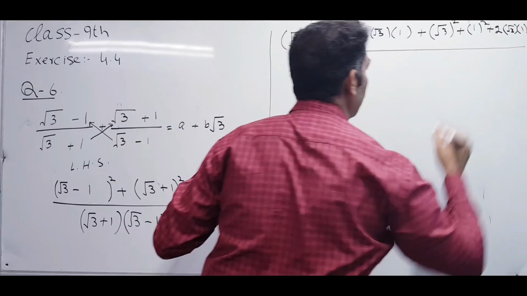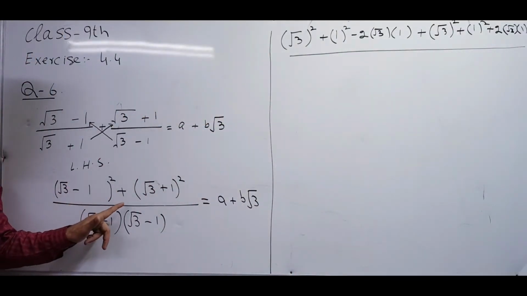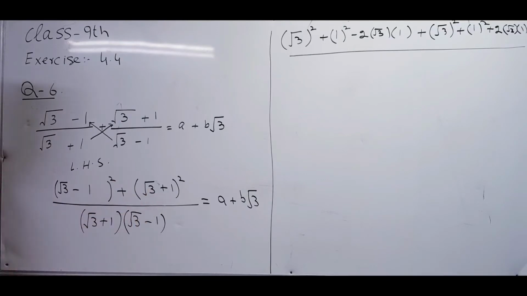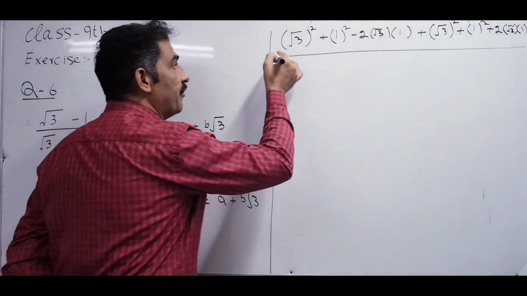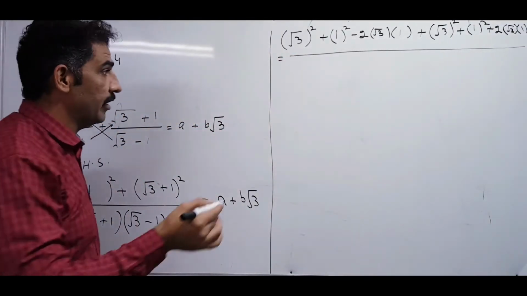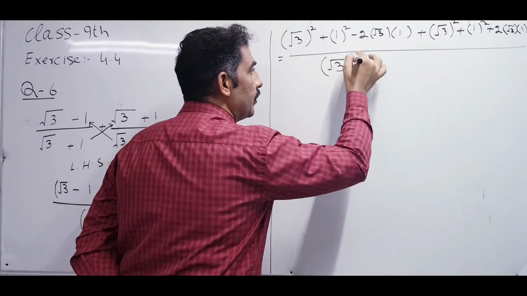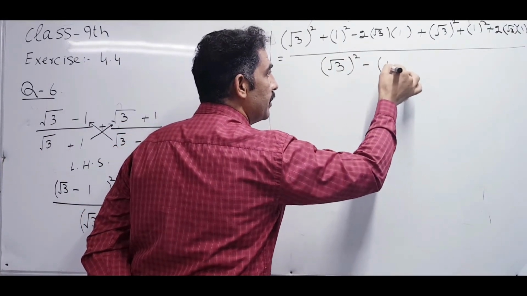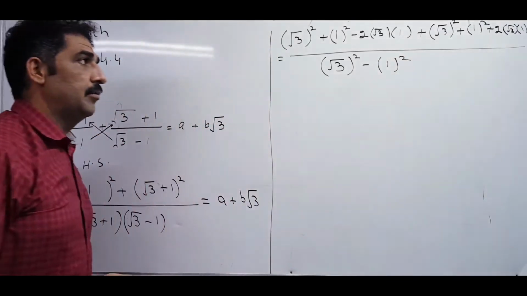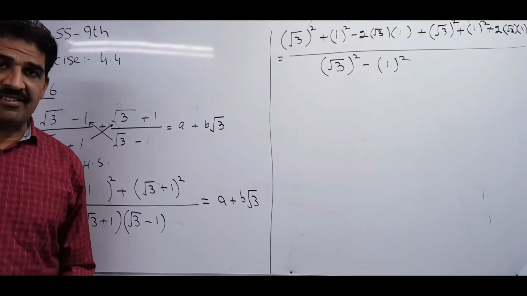The numerator we solve with the help of two formulas, A minus B whole square, A plus B whole square, and there is A plus B into A minus B. When we use that formula, what will we get as the result? A square minus B square. Because we use that formula so many times, that's why I am writing its result directly.